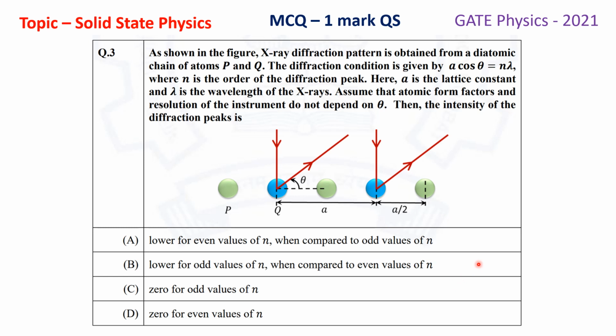In order to solve this question, what we have to find is the resultant scattered X-ray intensity on a particular plane as a function of the order of the diffraction peak. Let us see the solution.